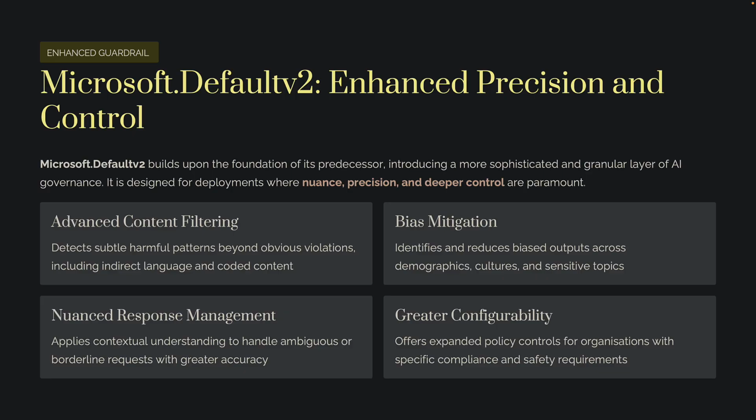So I think you got a good understanding. Remember, Microsoft.default V2 is an intelligent, configurable guardrail in Foundry that adds context awareness, fine-grained control, and enterprise-grade safety beyond the basic filtering.